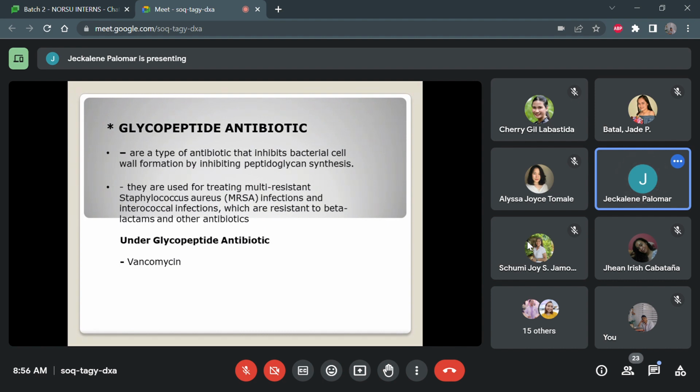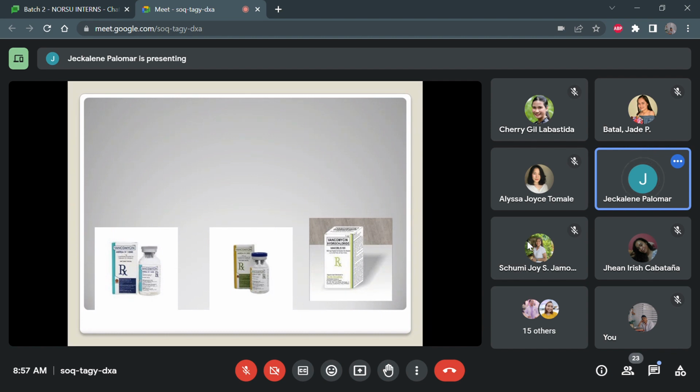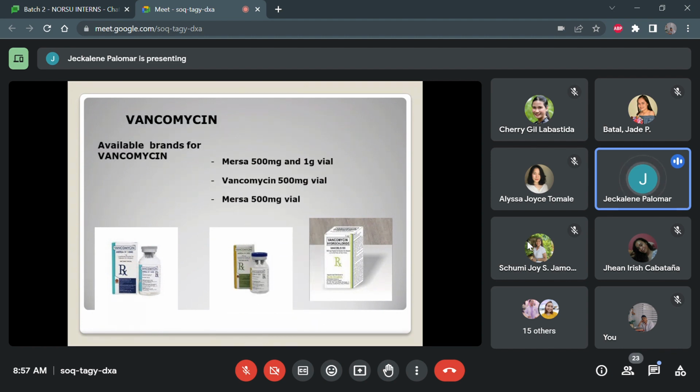So, vancomycin is an example of a restricted antibiotic. Here are examples of the brands of vancomycin: MRSA 500 and 1 gram vancomycin, generic Hospira 500 milligram, MRSA 500 milligram, and Vancoblis.